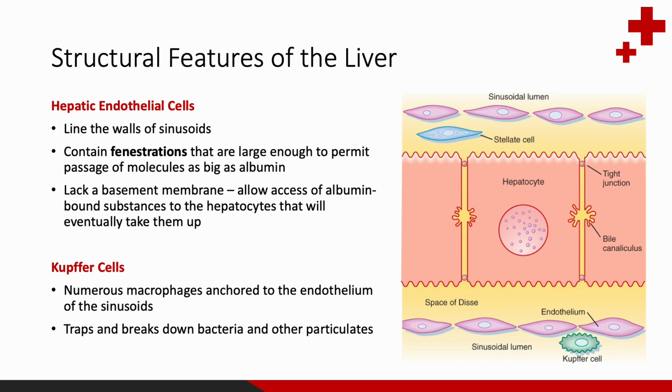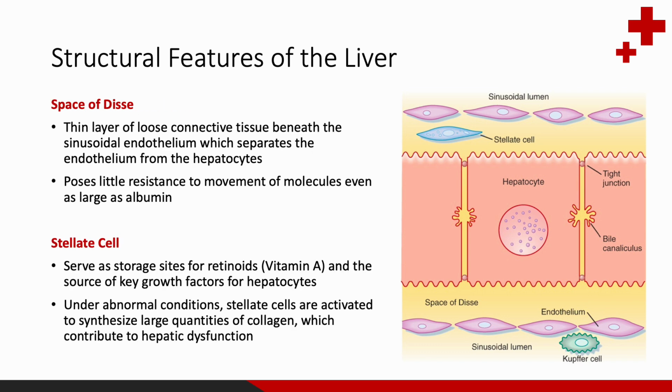Kupffer cells, on the other hand, are liver-resident macrophages localized within the lumen of liver sinusoids and are anchored to the endothelial cells. They trap and break down bacteria and other particulates. The space of Disse is a thin layer of loose connective tissue beneath the sinusoidal endothelium, which separates the endothelium from the hepatocytes. It poses little resistance to movement of molecules even as large as albumin. It is also the location of stellate cells.